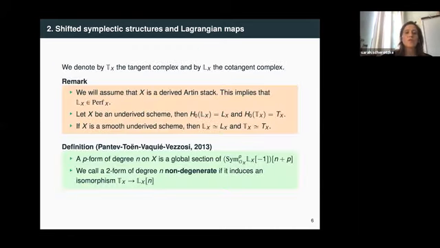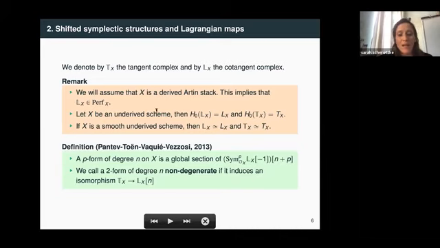So in terms of notation, we're not going to consider only the tangent sheaf and the cotangent sheaf, but more generally the tangent complex and the cotangent complex of a derived Artin stack. And we will assume also, as I already said, that X is an Artin stack, which is just a technical condition that implies that the complex L of X is a perfect complex over X.